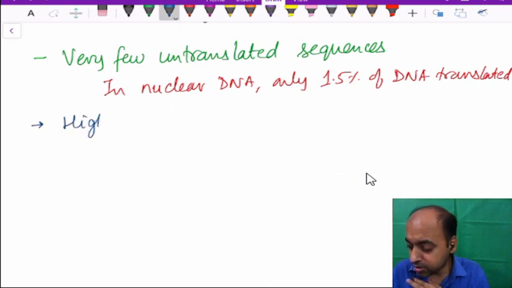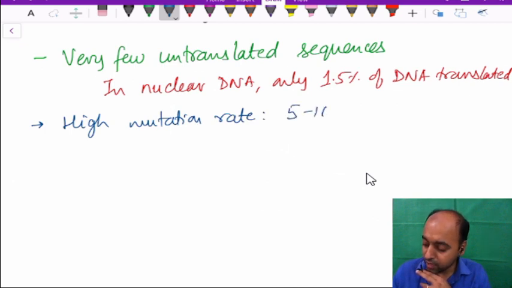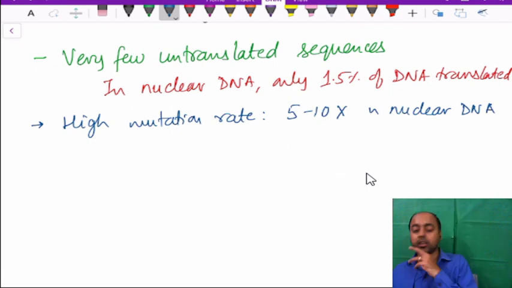The mutation rate in comparison to nuclear DNA is higher, about 5 to 10 times that of nuclear DNA. There is a very high mutation rate.